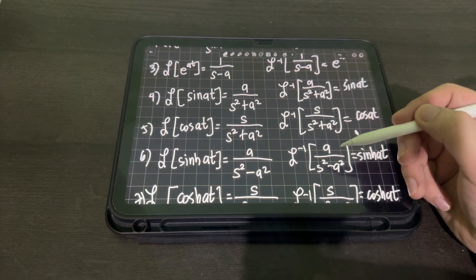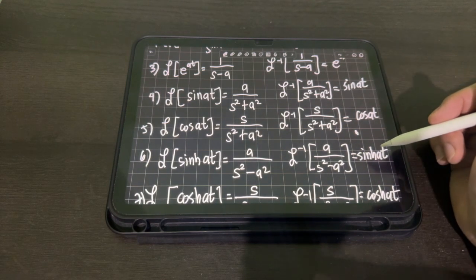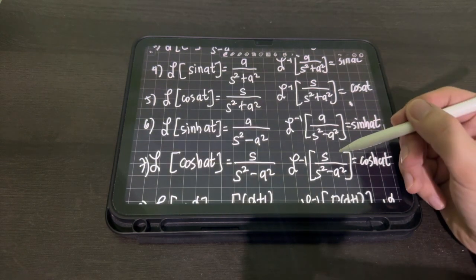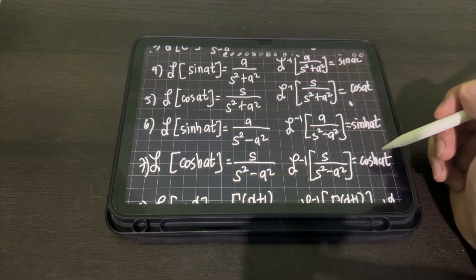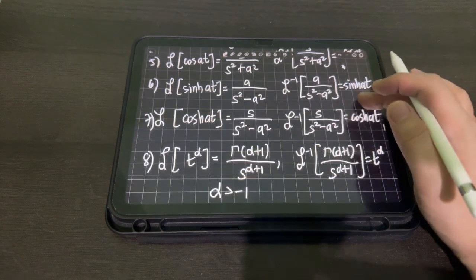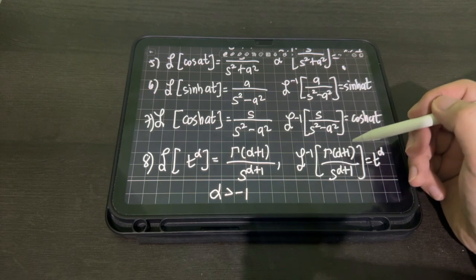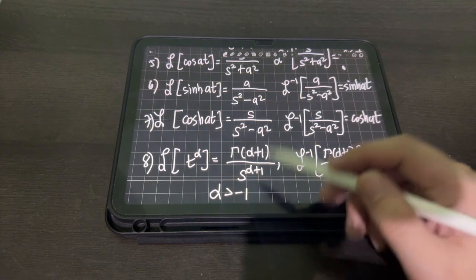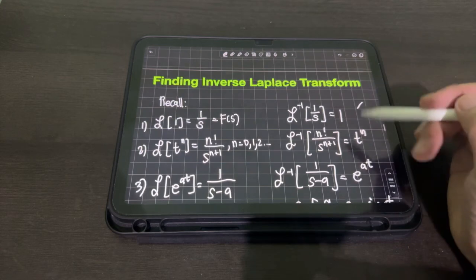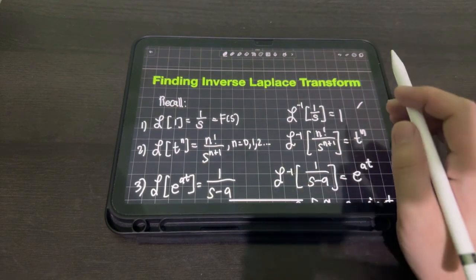The inverse Laplace transform of a over s squared minus a squared is hyperbolic sine at, or sinh at. The inverse Laplace transform of s over s squared minus a squared equals hyperbolic cosine at, or cosh at. And the inverse Laplace transform of gamma of alpha plus 1 over s raised to alpha plus 1 is equal to t raised to alpha. By the way, here alpha should be greater than negative 1, while here n should be a whole number such as 0, 1, 2, and so on.